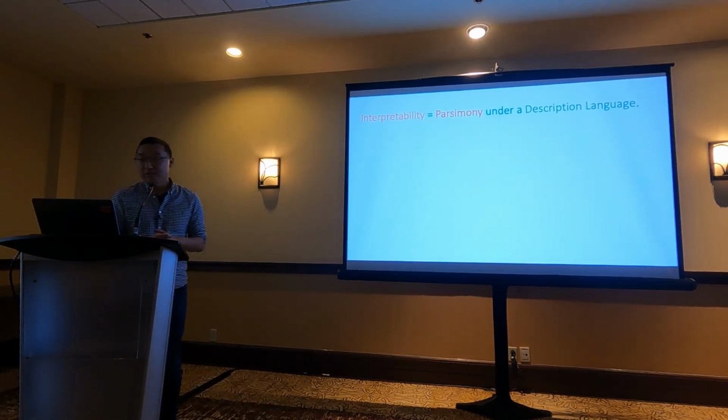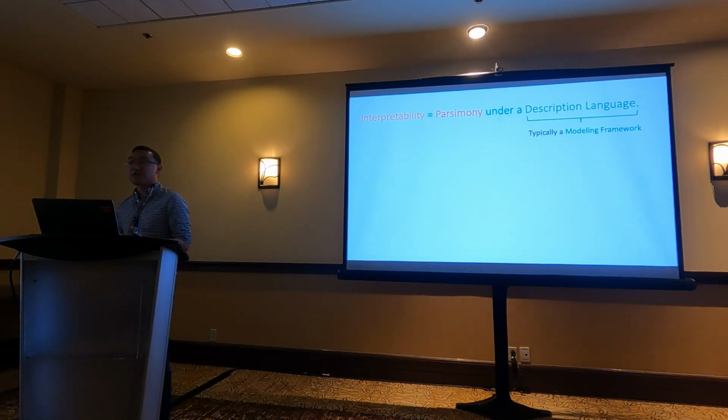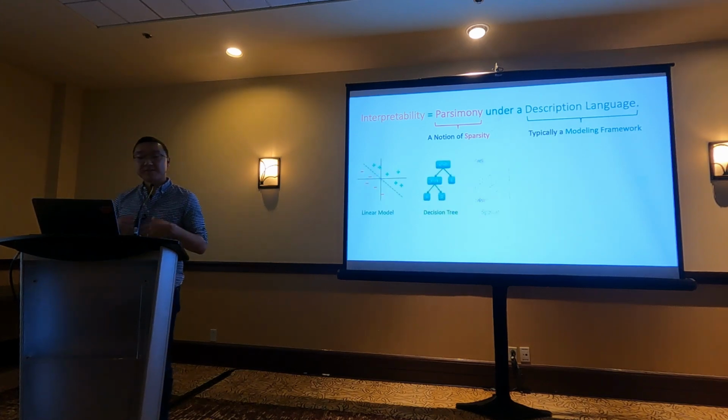The definition is as follows. Interpretability is basically parsimony under a description language. The description language is typically expressed or implemented as a modeling framework. Parsimony is essentially a notion of sparsity or simplicity. And this can arise in many different contexts.